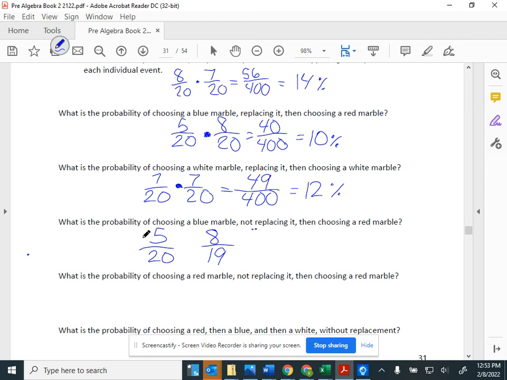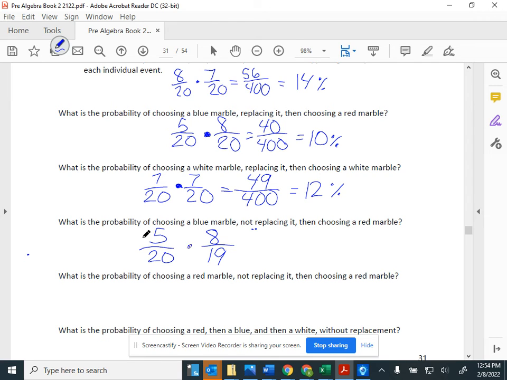I thought that you would lose, that there'd be 4 numbers now. If we had done choosing a blue marble, not replacing it, and choosing another blue marble, it would have been 5/20ths times 4/20ths. So that's where it would have changed the top number. But because we're going with the red, there's still 8 red marbles in there. It's the bottom number that we changed.